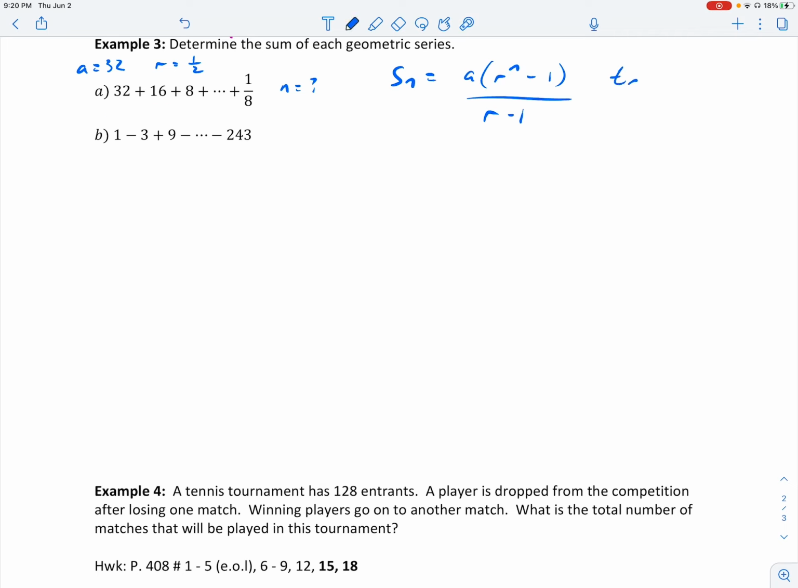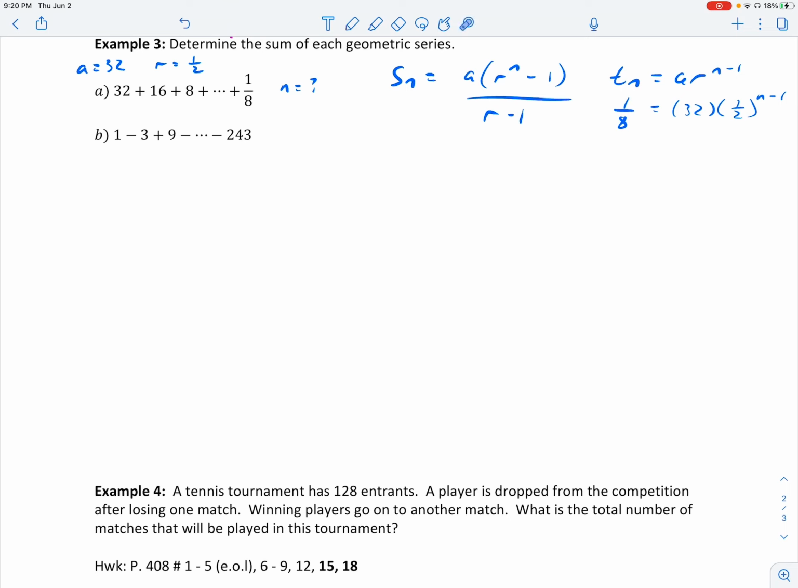So luckily, we know our explicit formula for the geometric sequence. So that is a times r to the n minus 1. So the first term is 32. I'm just going to calculate this right now. r is 1/2, and we have n minus 1. So our last term in the series, that'll be our nth term. That's going to be the value of t of n. It's going to be 1/8.